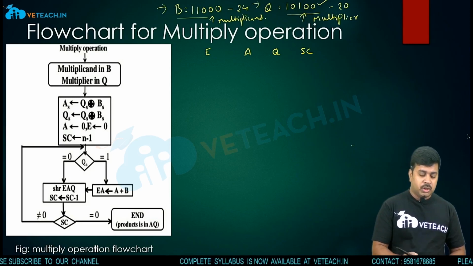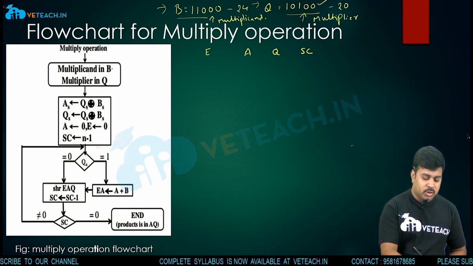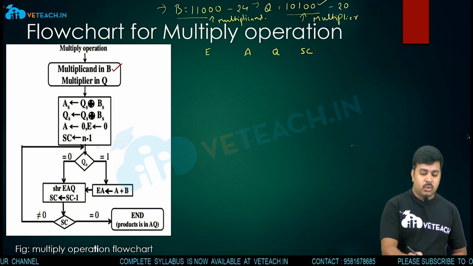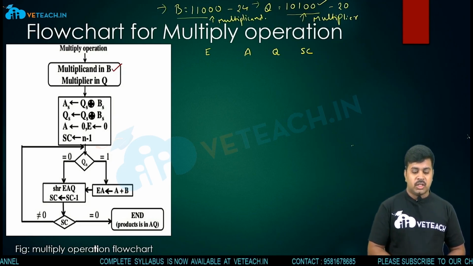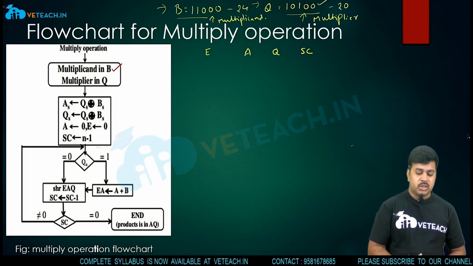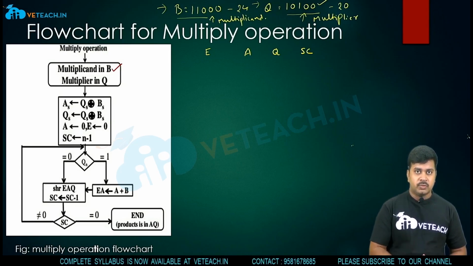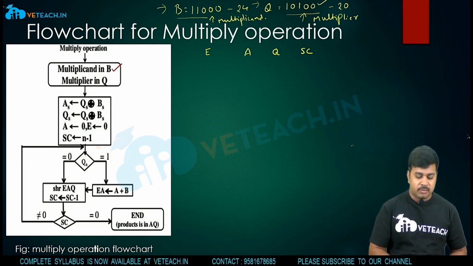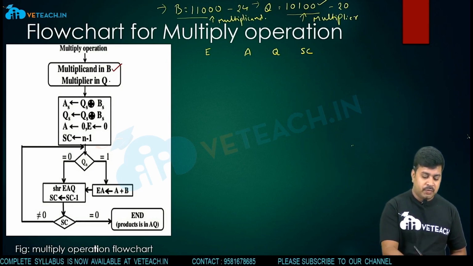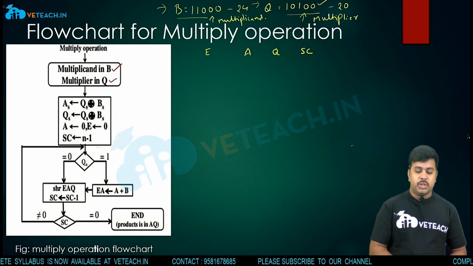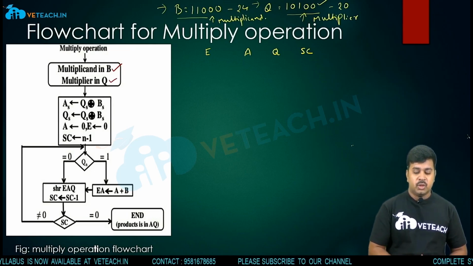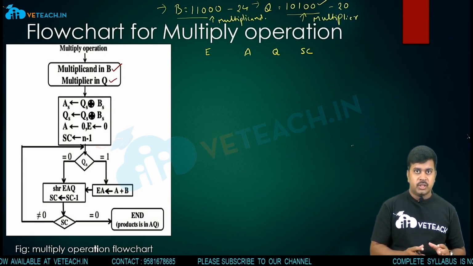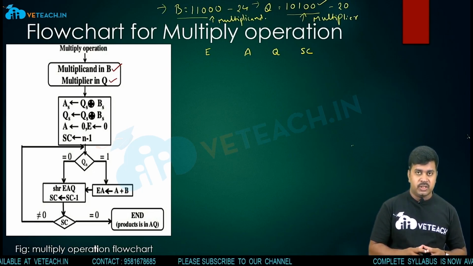Initially we are going to store the multiplicand in the B register. As I wrote here, B is equal to 11000. I am taking that particular value for doing the calculation after the explanation of the flow chart. And the multiplier will be stored in Q. So here Q is 10100. So the initial placements of B and Q are done.